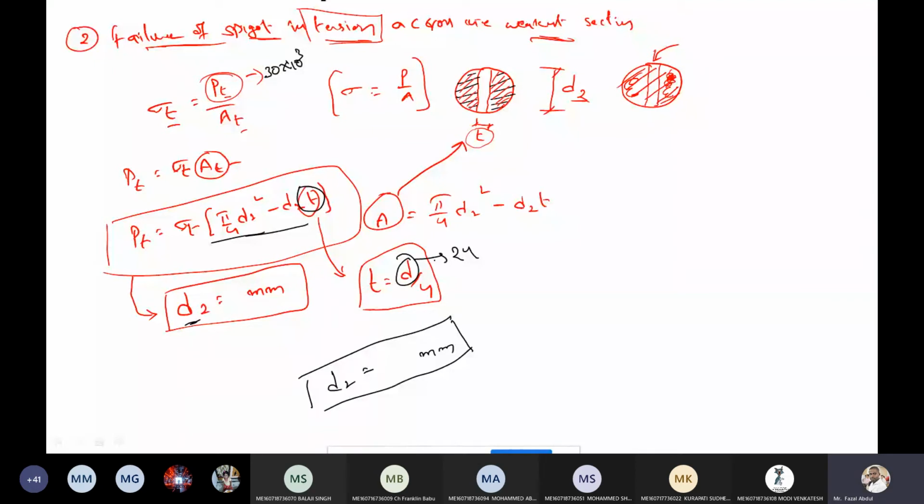Sorry, Babu, here it is not D by 4 but D2 by 4. Make the correction here. The thickness of the collar is D2 by 4. Now D2 by 4, if you substitute, it will come as D2 square by 4. Now tell me the D2 value.